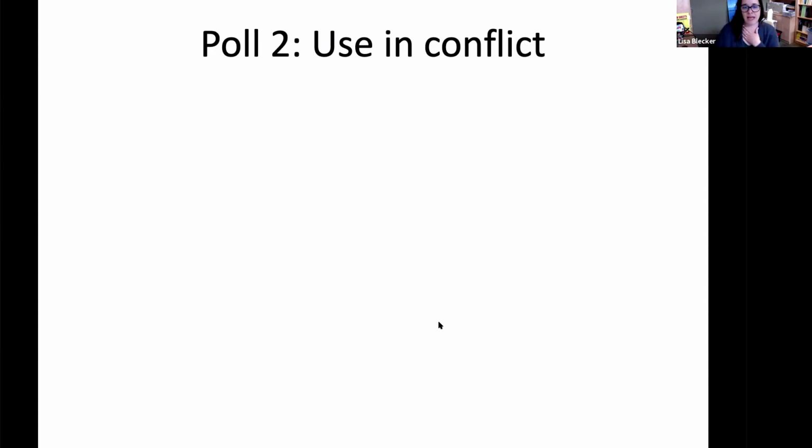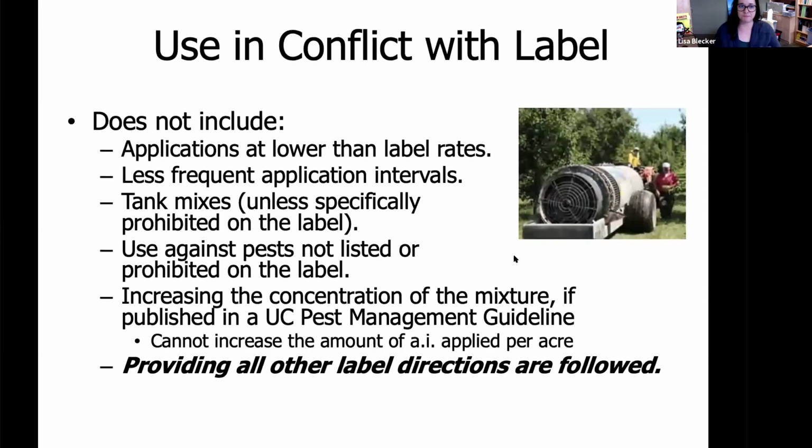Basically, if you're doing anything that's mucking around with the amount of pesticide residues, if you're increasing the amount of active ingredient per unit area per season, or if you're mucking around with the amount of residues that are going to be on that field on that commodity at the end of the season, then it's use in conflict.